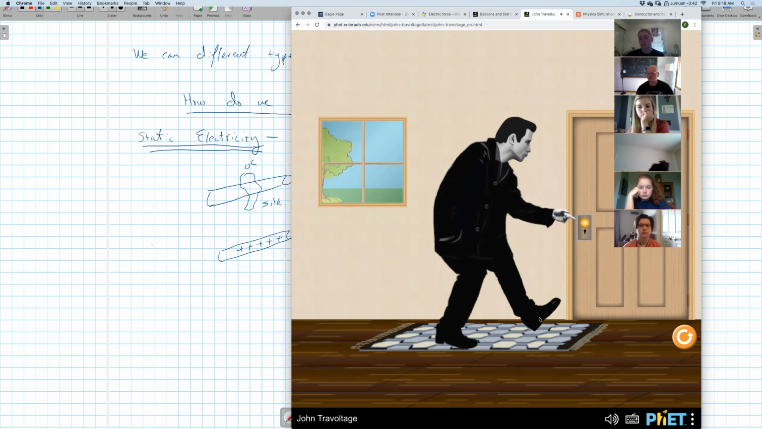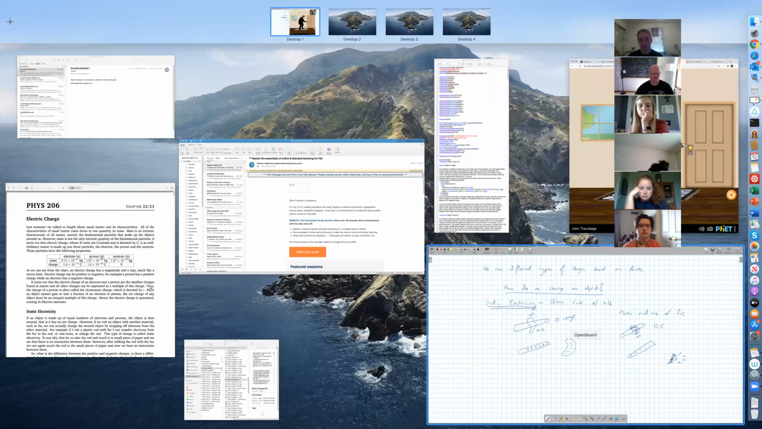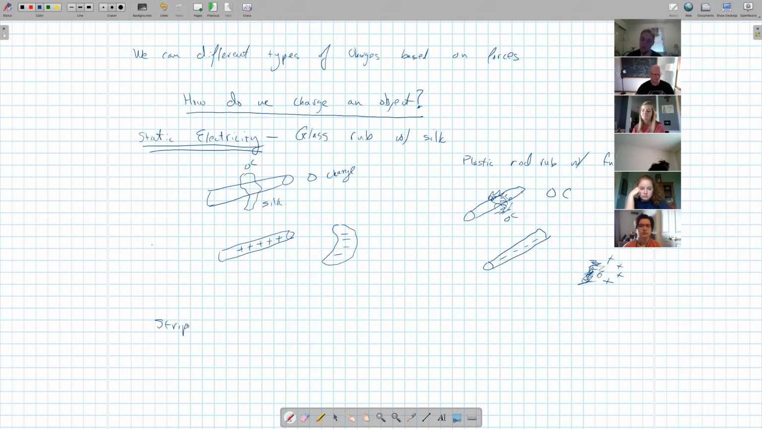You can move his hand even closer and get a much better charge on that. So this is what we call static electricity: the stripping of electrons from a material. Again, here we're stripping off the electrons from the glass, here from the fur, and in this case he's stripping off the electrons from the rug.